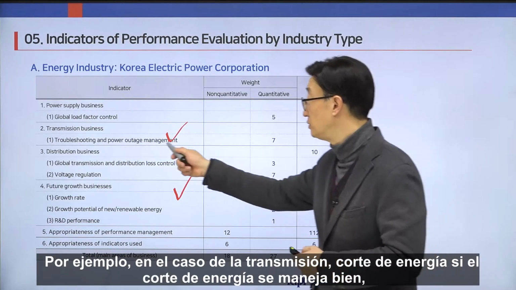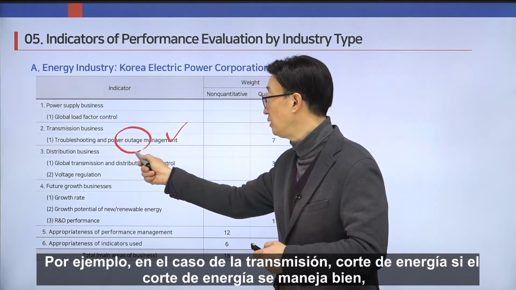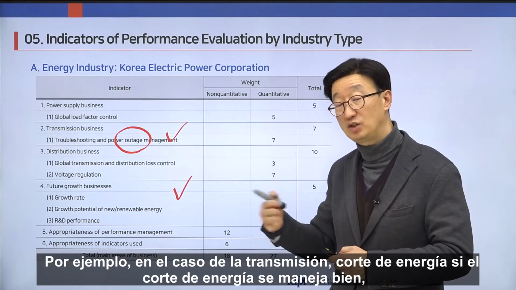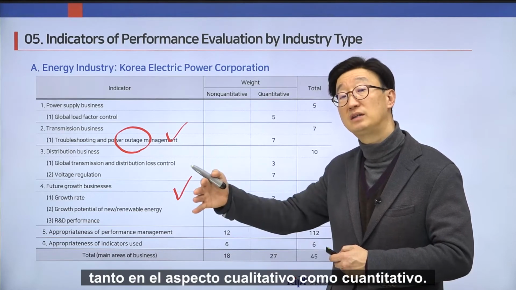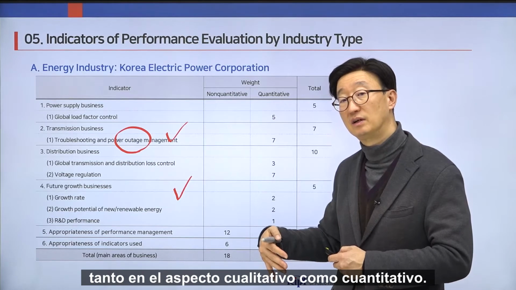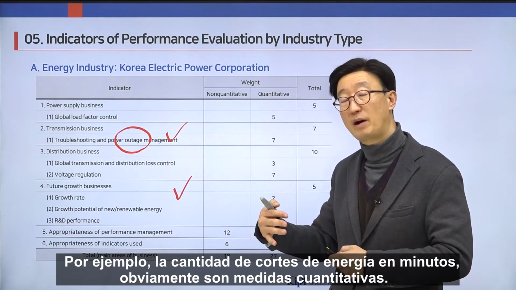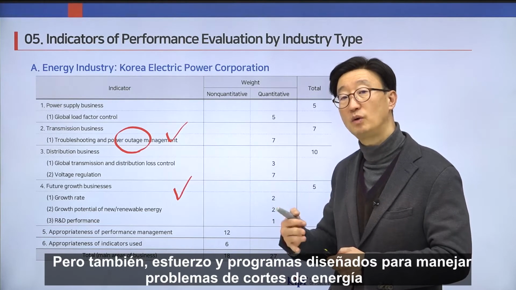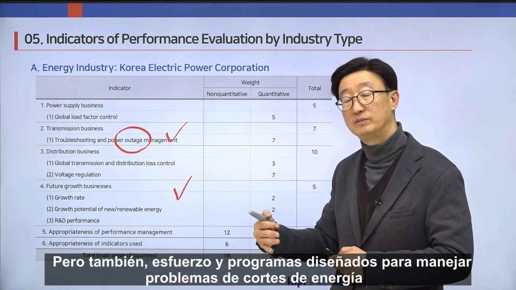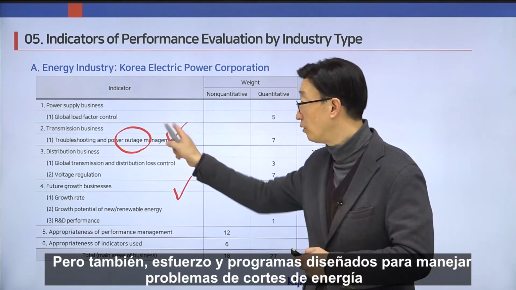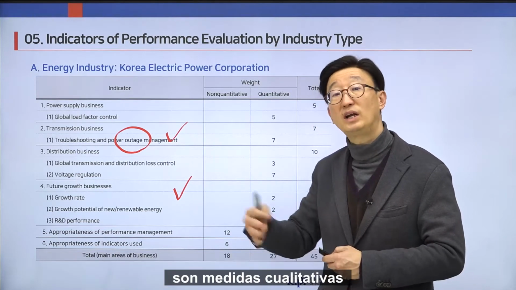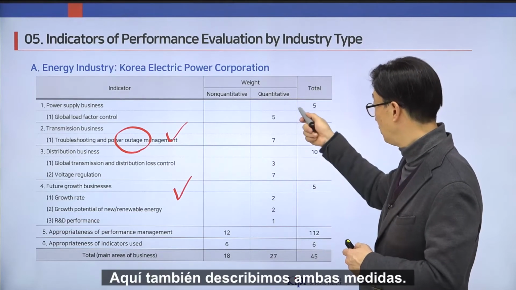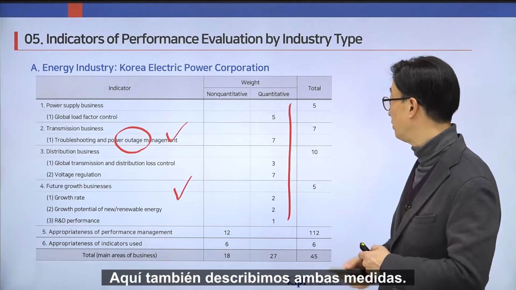Right? For instance, in the case of transmission, power outage, whether the power outage has been managed well in both qualitative and quantitative aspects. For instance, the number of power outage in minutes. Those are obviously quantitative measures. But also efforts and programs designed to manage power outage problem. Those are qualitative measures. So those are taken into account. So here we have described both measures as well.